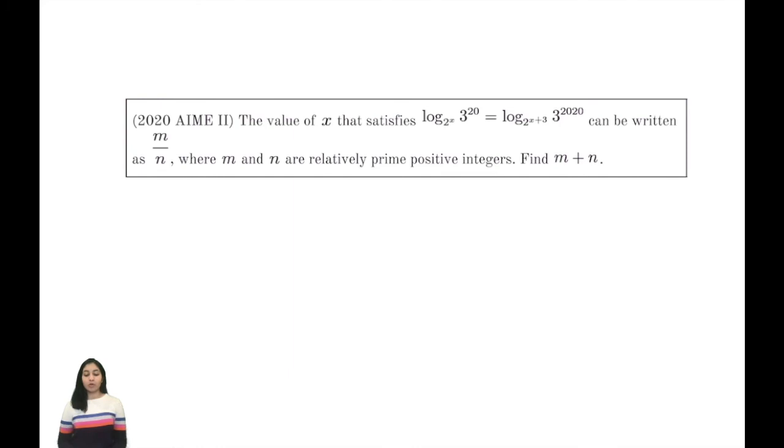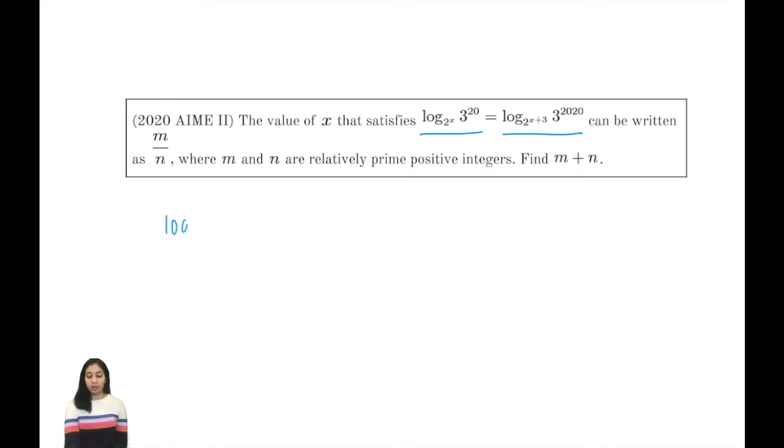In this problem, we want to find the value of x that satisfies log base 2 to the x of 3 to the 2020 is equal to log base 2 to the x plus 3 of 3 to the 2020. So this is a pretty complex expression, and we want to find some way to simplify it. In this case, we're going to use a change of base formula. And that formula is very handy, and I recommend using it if you can't think of anything else to try.